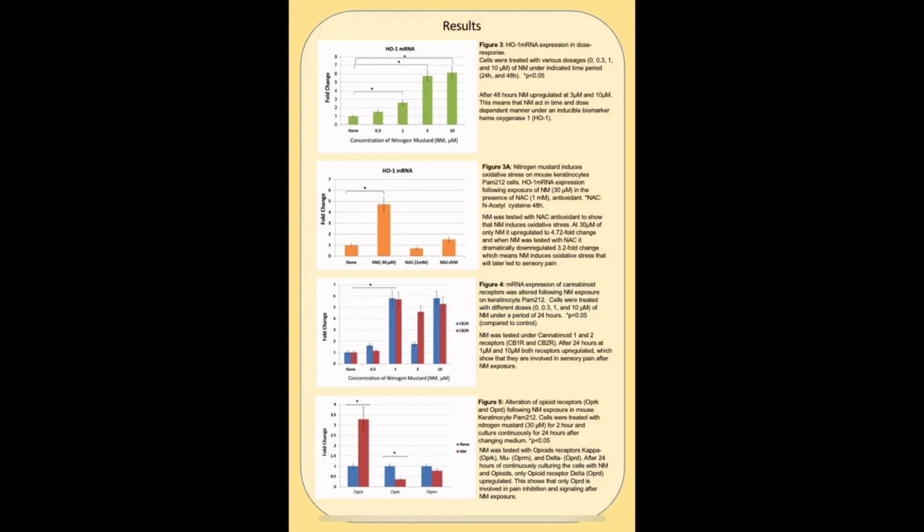Then, in figure 5, we tested opioid receptor delta, kappa, and mu under 30 micromolar of nitrogen mustard. After 48 hours and 24 hours, only opioid receptor delta upregulated, which means that only opioid receptor delta is involved in pain inhibition under nitrogen mustard exposure.